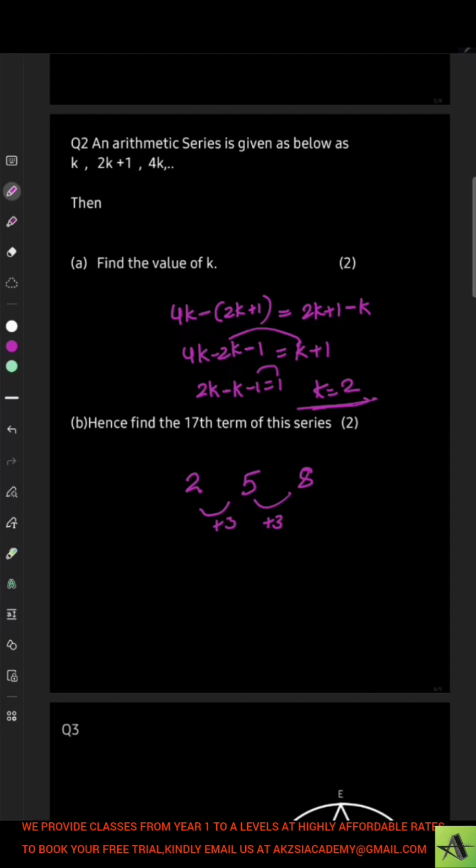You can use the way you calculate the nth term of a linear sequence, or you can just directly use the formula to calculate the nth term of an arithmetic sequence, which is a plus (n minus 1) times d. a is the first term, n is the number of terms, so we need 17, so 17 minus 1, and d is the common difference by which you are adding to get the next term, this is 3 here. So 2 plus 16 times 2, 32, and your answer is 34. So your 17th term of the series is 34.